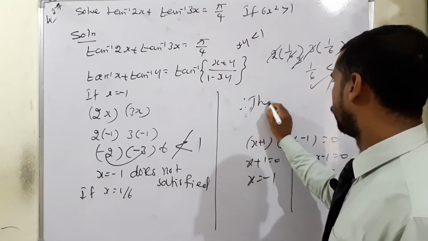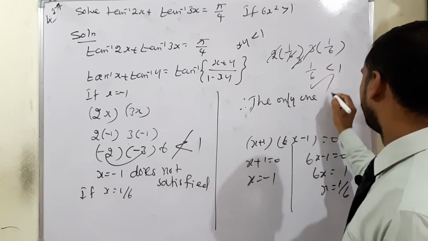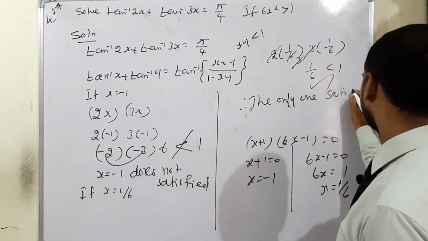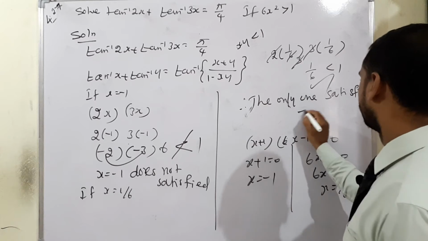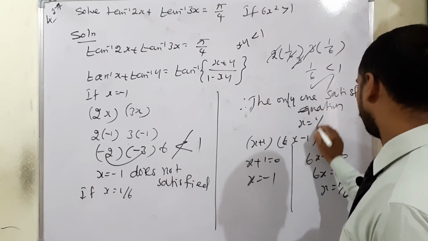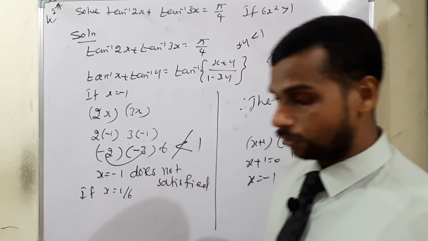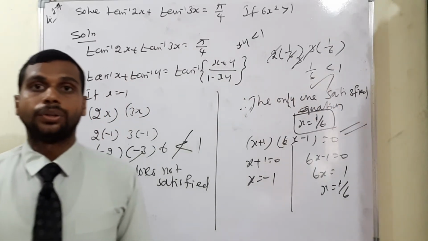Therefore, the only satisfied solution is x is equal to 1 by 6. Okay, this is the answer for example 4.27. I will continue with the next example.